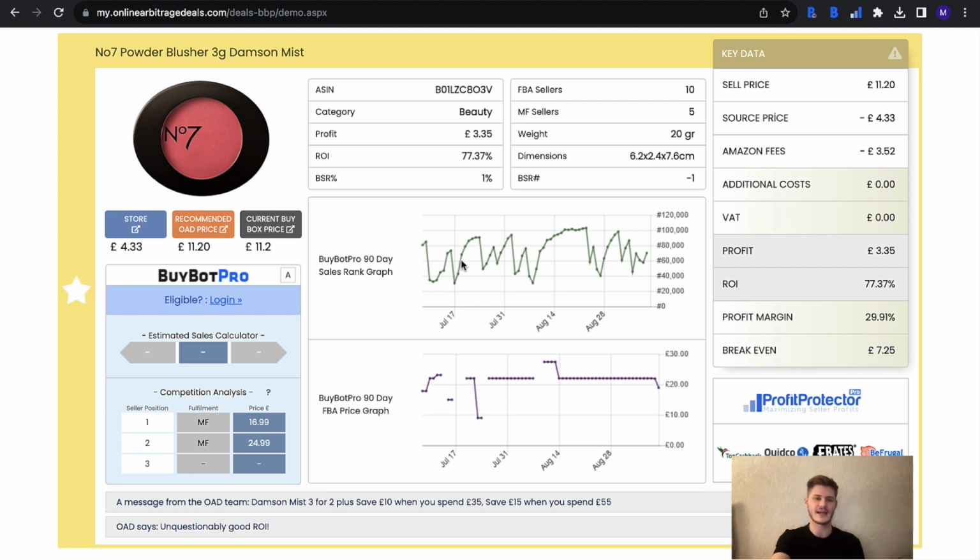So if we look at this chart right here, this is how we can predict this particular item's future. We can see that there is quite a bit of movement on this line overall, so it is a good seller. We can see that it does have points where it moves up to a not so great BSR, and times when it moves down to a better BSR.